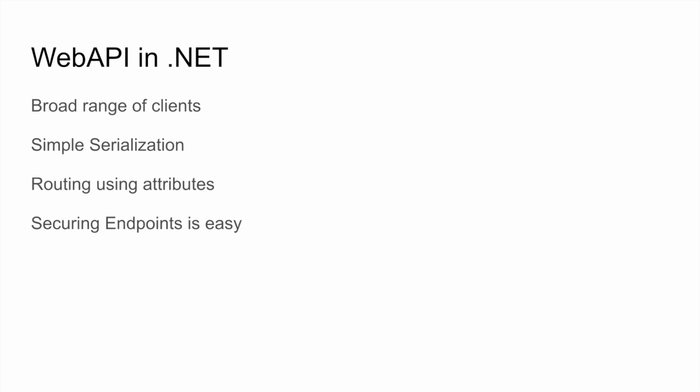And now we are going to talk about why we use Web API in .NET. Web API can be used to serve a broad range of clients like mobile and browsers. Serialization and deserialization is simple. Routing is attribute based routing, so it is within the code. Creating security is easy by using policy based and JWT based authentication and authorization.